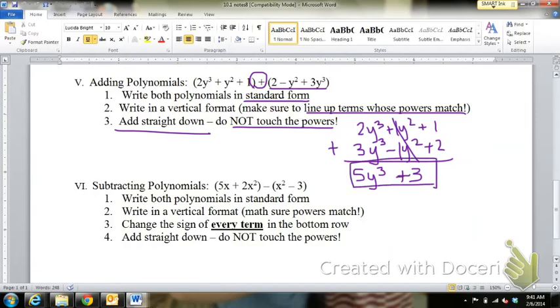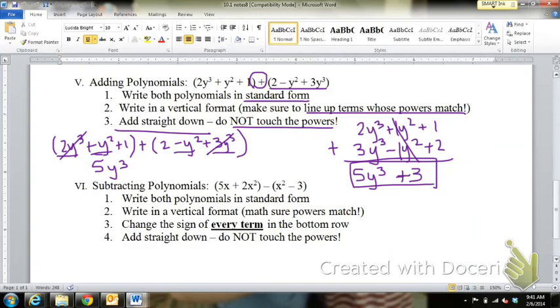You don't have to write them vertically if you don't want to. You could just go ahead straight from the parentheses: 2y third plus y squared plus 1 plus 2 minus y squared plus 3y cubed. You could do what's called the horizontal format and just look for the ones that have the same powers. So 2y to the third plus 3y to the third is 5y to the third. Positive y squared minus y squared is going to cancel. And 1 plus 2 makes 3.